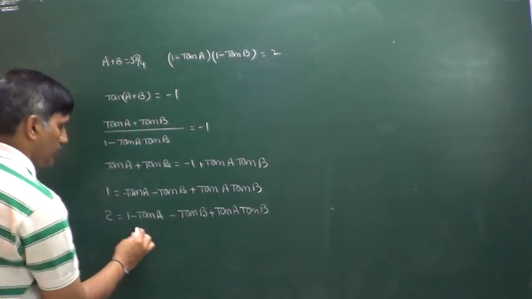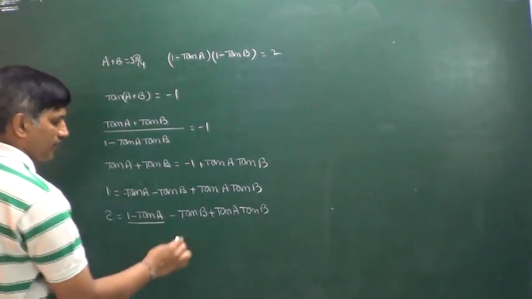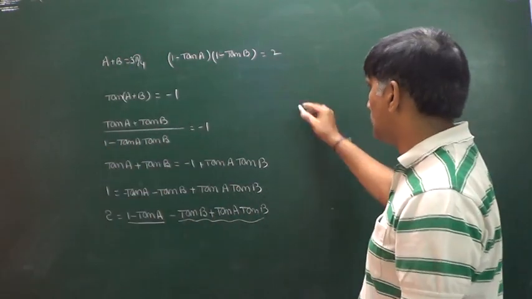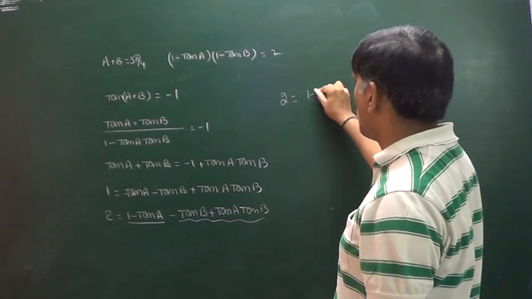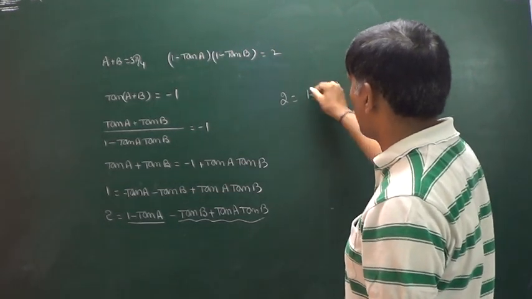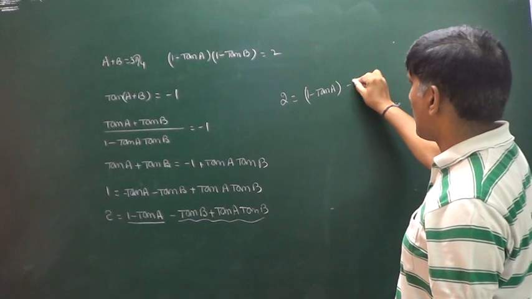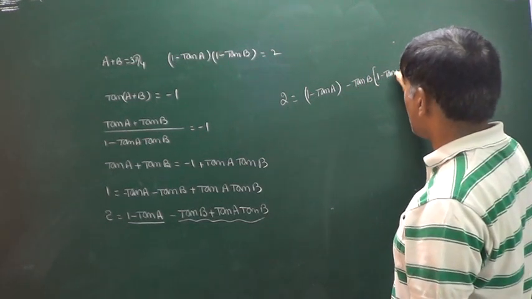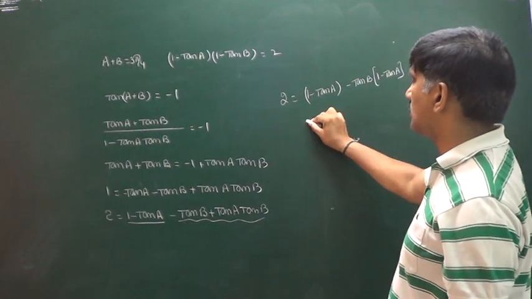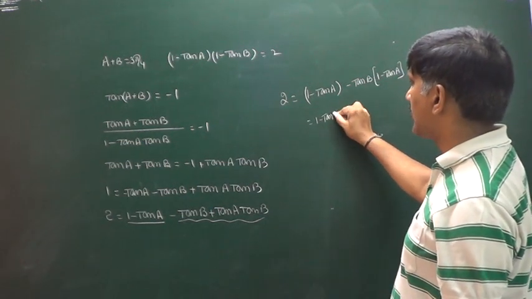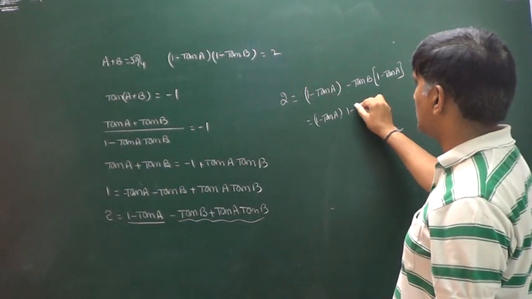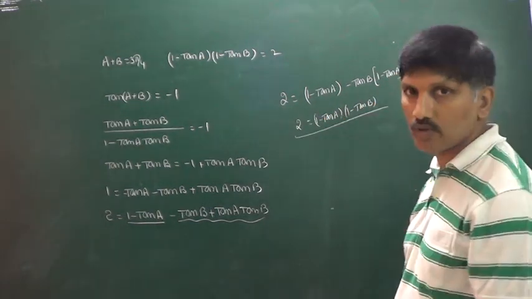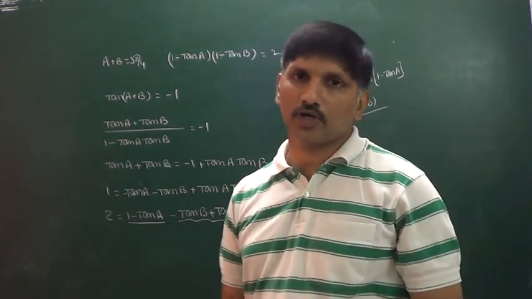Now you can observe here, this is already 1 minus tan A. From these two terms, if you take minus tan B common, therefore 2 is equal to 1 minus tan A, and I am taking minus tan B common. If you take minus tan B common, we will get 1 minus tan A or not. That's why we are getting 1 minus tan A into 1 minus tan B is equal to 2.